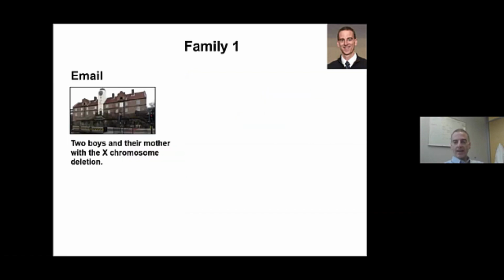Well, after that clinic, I came back to my office and there was an email. It was an email from the doctor in England. And he said that he had two boys and their mother, all of whom had the same X chromosome deletion, almost the exact one that we had seen in my patient. What medical problems did the boys have? Developmental delay, large head, and hypermobile joints. It was a perfect match with what I had just seen.